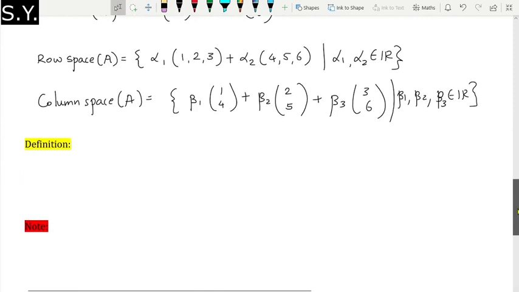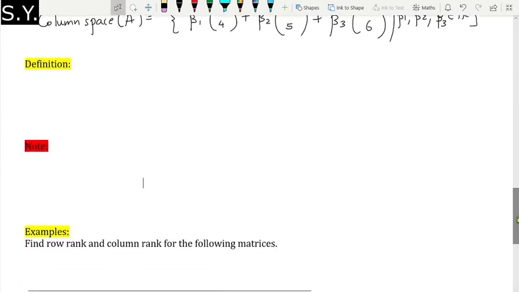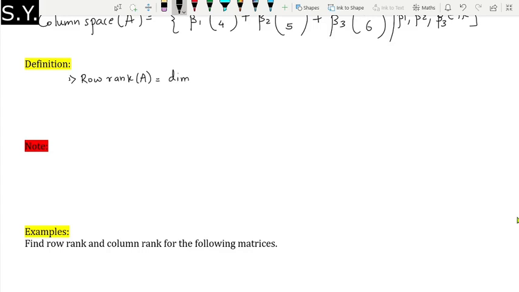Now let us see the definition of row rank and column rank. The definitions are simple. Whenever we say row rank and column rank, they are related to a matrix only. Row rank of a matrix A is equal to the dimension of, can you guess it? The row space of A. Next, column rank of A is nothing but the dimension of column space of A.